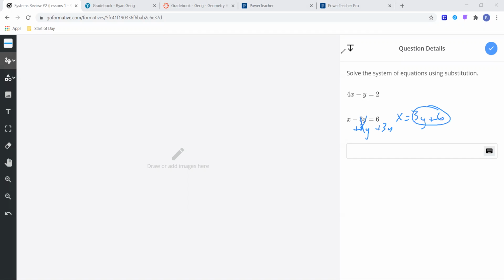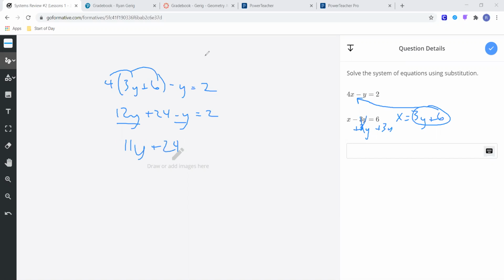And now I can take 3y plus 6 and put it in for x. All right, so 4 times, instead of x, I'm going to put 3y plus 6. Oh, not equals. Don't forget the minus y, like I just about did there. Distribute, I get 12y plus 24 minus y equals 2. 12y minus y is 11y plus 24 equals 2. Subtract 24, I get 11y equals negative 22. y equals negative 2.